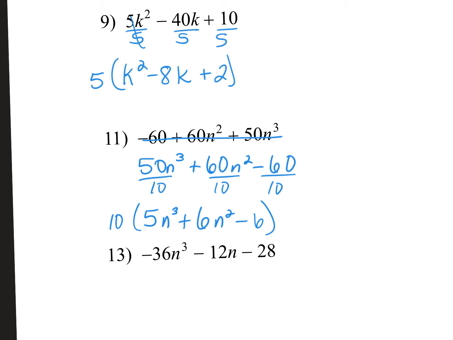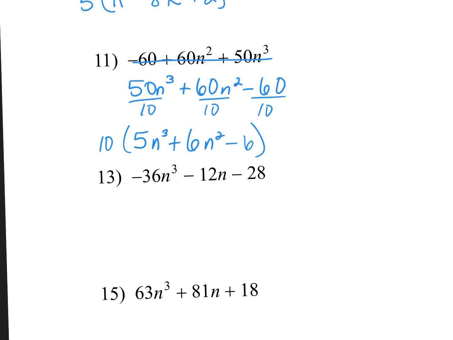All right, we're written in standard form for 13, so we're good. But we notice it leads with a negative. We don't like that. So what number is going to go into negative 36, negative 12, and negative 28? Negative 4, very good. So we're going to divide out a negative 4 from all of these. So I have my negative 4 out in front.